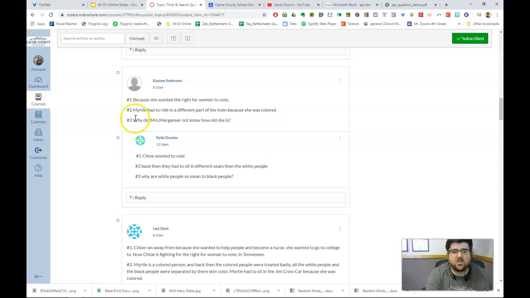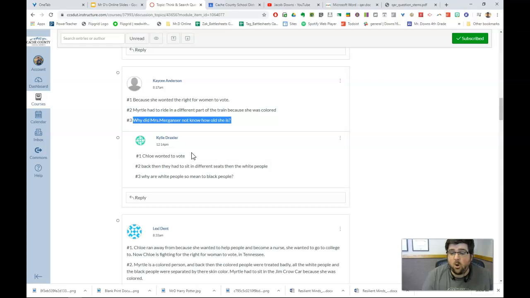This was a great question, Casey. Why did Mrs. Merganser not know how old she is? This is something that happens a ton in The Hope Chest. It dangles little tidbits, but never really explains them very well, and it leaves us to kind of figure it out. Mrs. Merganser doesn't know how old she is because she was born a slave. And with slaves, they didn't keep track of birthdays or birth dates or age or anything like that.